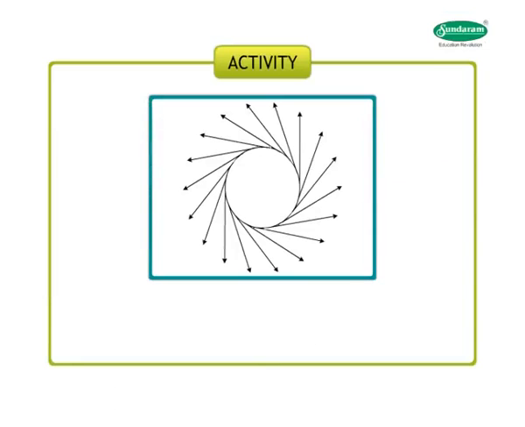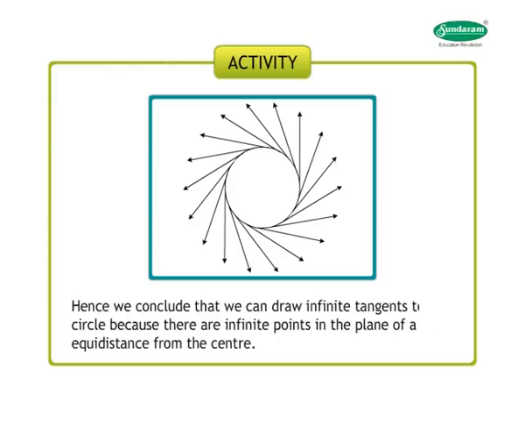Draw as many tangents as possible to a circle and find out how many tangents can be drawn to a circle and why. We conclude that we can draw infinite tangents to a circle because there are infinite points in the plane of a circle equidistant from the center. Now draw pairs of tangents which are rays having initial points, the point of contact on the circle. Also maintain the same direction. What do you observe? Does your figure look like a bhuchakra?